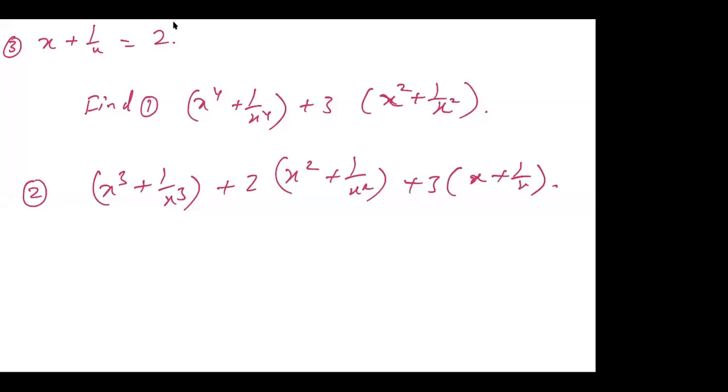Done. Answer. Yes, x squared plus 1 upon x squared and x to the power 4 plus 1 upon x to the power 4, both I'm getting 2. Very good. Correct. Correct. It's right? Yes. Okay, thank you, sir. Right.